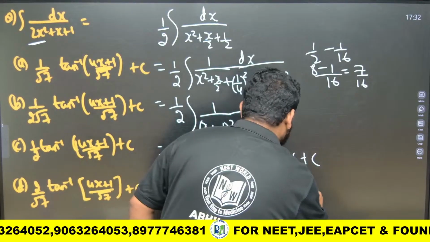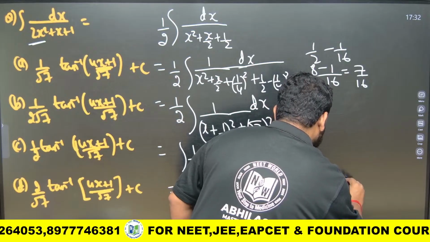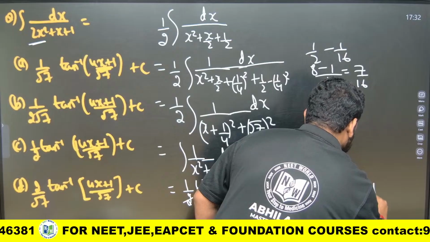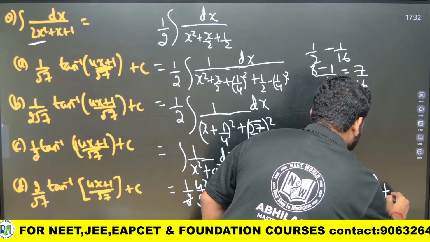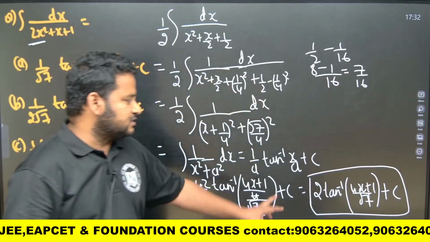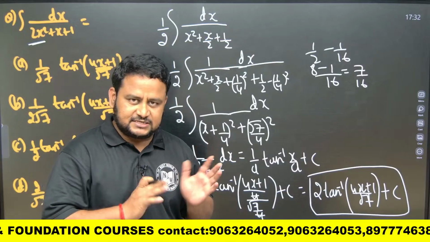I can write it as 2 times tan inverse of 4x plus 1 by root 7 plus c. This is the answer to this question, friends. It's a simple question.